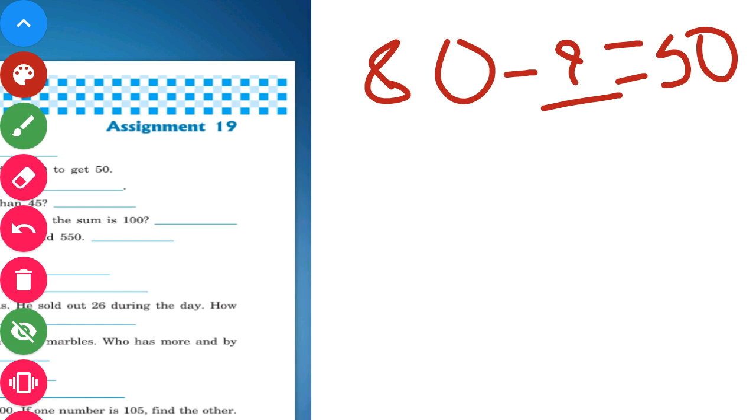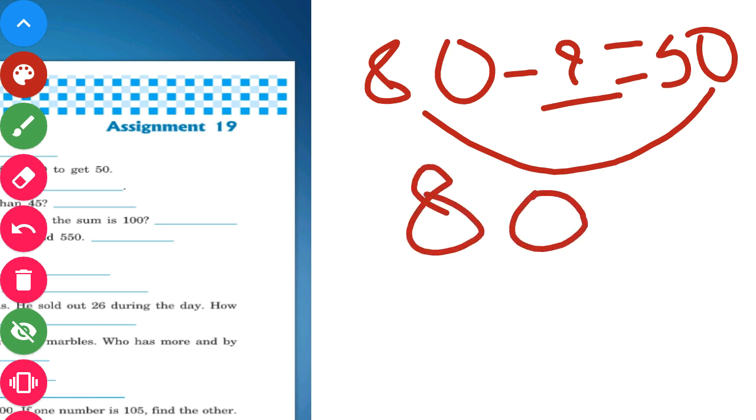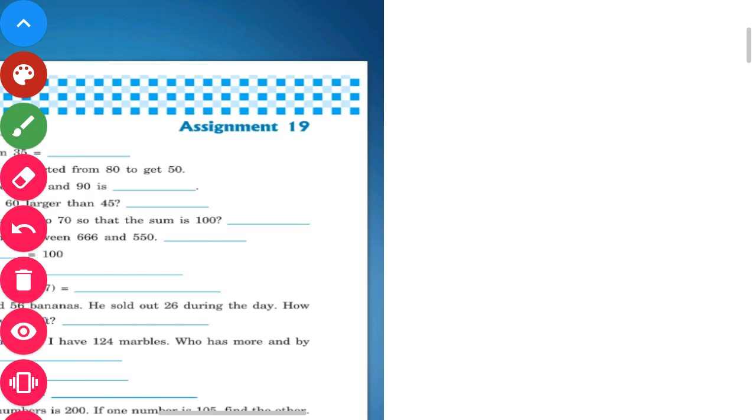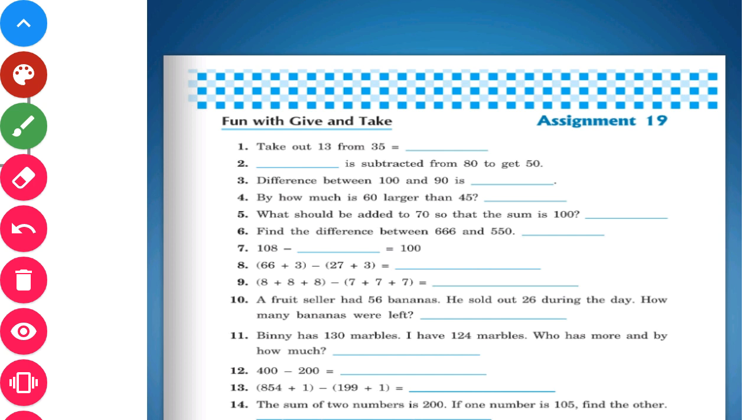Okay, so there is one method to find it out. What will we do? We will subtract these two numbers. So when we subtract 50 from 80, we will get 30. Okay? So that means if we subtract 30 from 80, we will get 50. So 80 minus 30 will give us 50. So the answer of the second question will be 30.